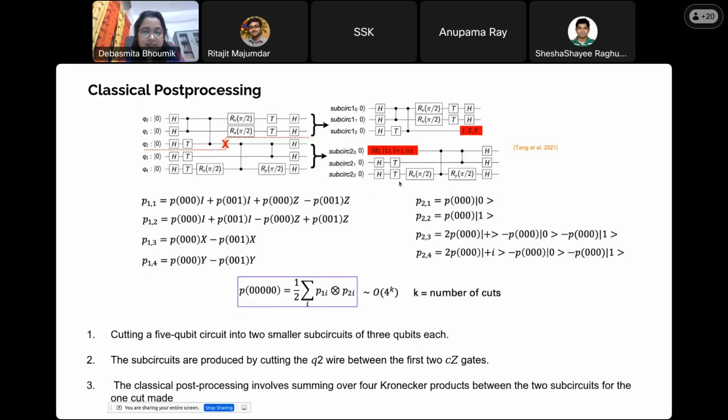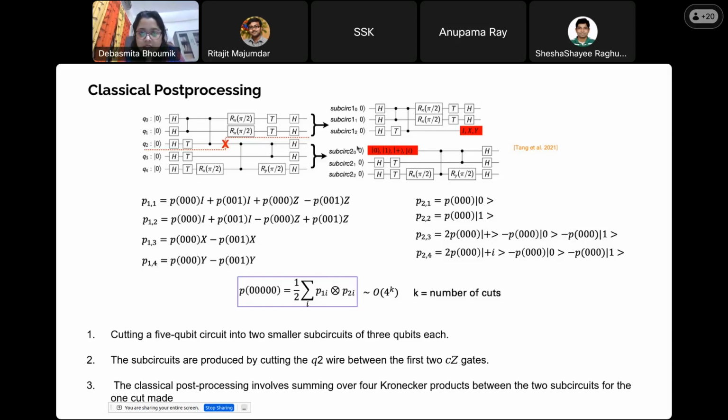So let us explain these terms. Here we have to measure I, X and Y. This is for I, this is for X, this is for I, Y. So this is the probability of getting 0, 0, 0 when we consider I, what is the probability of getting 0, 0, 1 and so on.